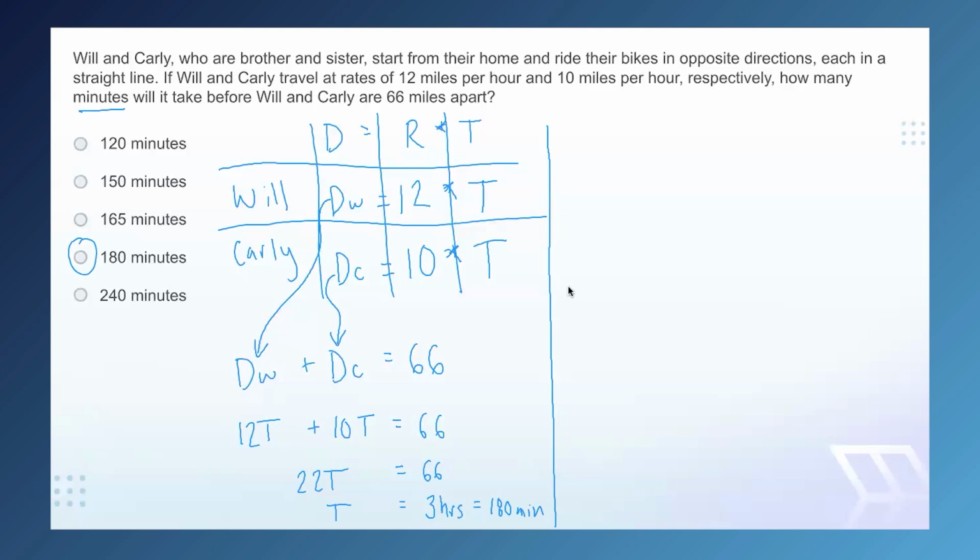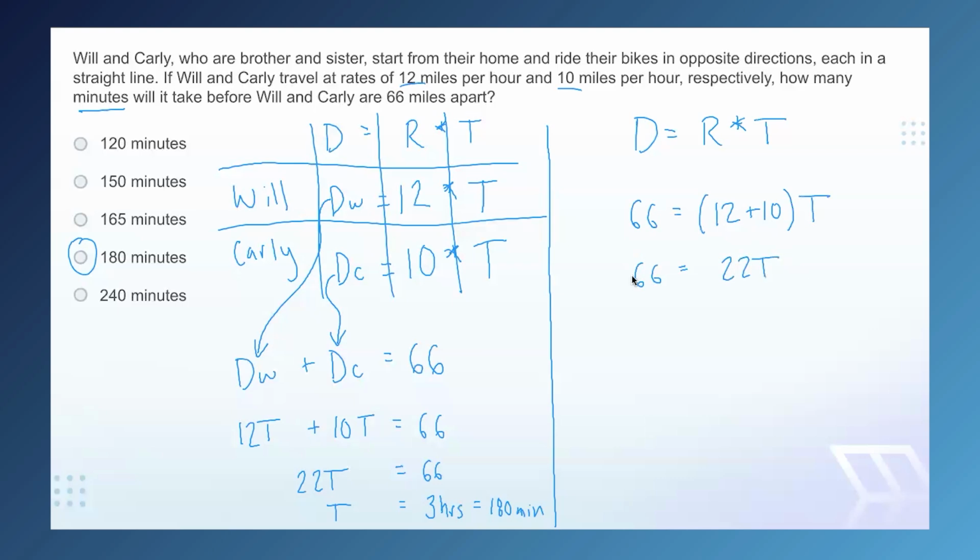All right, thinking about Will and Carly as working together to move away from each other. In distance equals rate times time, their combined distance is 66. Their combined rate is going to be the rate of Will plus the rate of Carly, or 12 plus 10. And then their shared time is what we are solving for. Adding, that gives us 66 equals 22 times t.